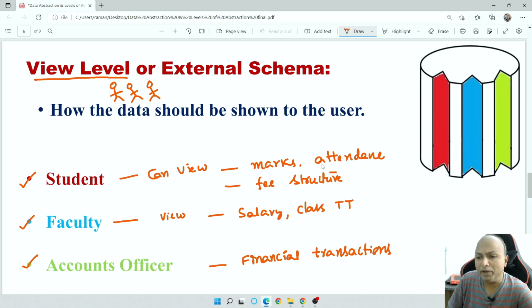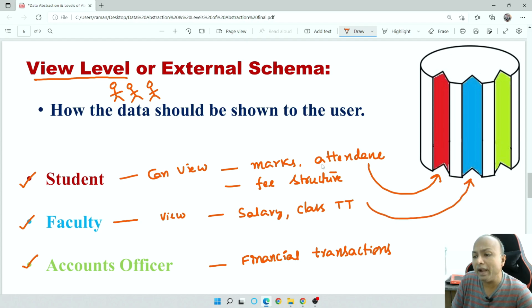So this is the way. You can see the diagram to understand clearly: the students are allowed to see this particular part of the database. They are unaware of the remaining database. Whereas the faculty are allowed to see another part of the database and they are not allowed to see the other part. Coming to the financial officer, he is allowed to see this particular part of the database, but the academics part he is not allowed to see. This is the abstraction provided for each and every individual.